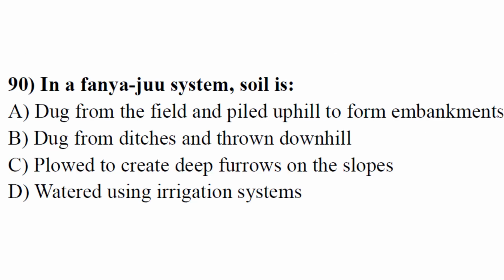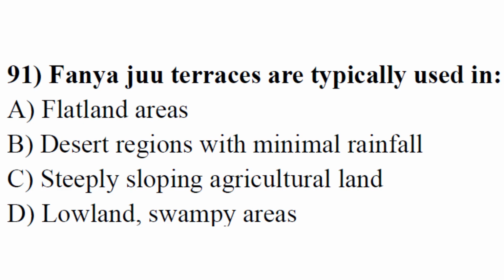90. In a Fanya geosystem, soil is A. Dug from the field and piled uphill to form embankments. B. Dug from ditches and thrown downhill. C. Plowed to create deep furrows on the slopes. D. Watered using irrigation systems. Answer: A. Dug from the field and piled uphill to form embankments.